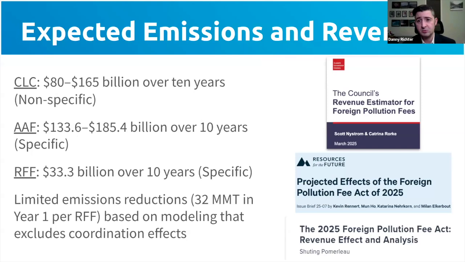The only one to produce an estimate of emissions reductions was RFF. They estimated 32 million megatons per year in year one. And this is based on modeling that excludes coordination effects. So they are not able to model, what if other countries do form agreements with the United States? They didn't model that. And as I said, that's clearly a big part of what this bill is hoping in terms of the global approach. So those are the emissions, much, much less than you would raise with a domestic carbon price, but not nothing.